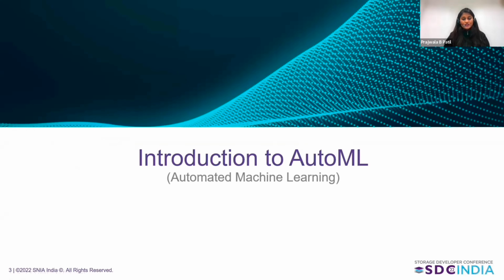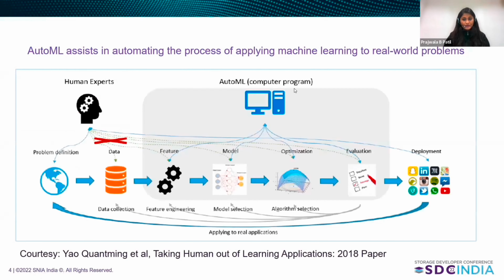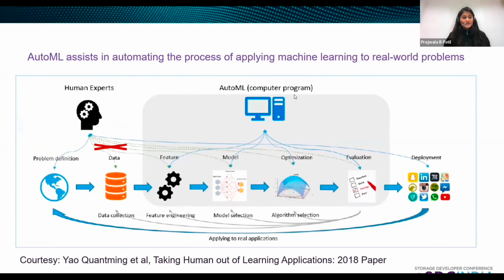Hello everyone, my name is Prajwala. Coming to the introduction to AutoML, which is automated machine learning. Traditional machine learning model development goes through a series of steps like data processing, feature engineering, feature extraction, feature selection, algorithm selection, hyperparameter optimization, and model evaluation. All these steps are time consuming, needing significant domain knowledge and system resources.